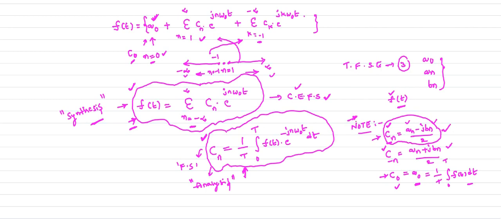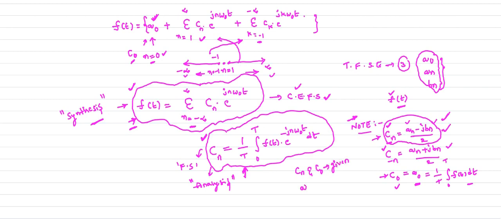In the examination, if trigonometric Fourier series coefficients are given to you, that means your a0, an and bn are given to you, calculate your Cn and C0. How can you calculate Cn and C0? To calculate Cn, use this formula an minus jbn by 2. To calculate C0, use this formula a0. Suppose Cn and C0 are given to you.